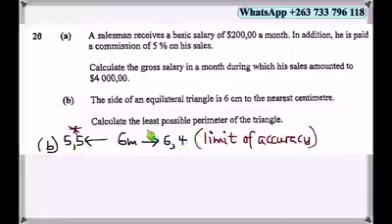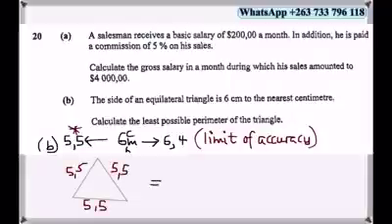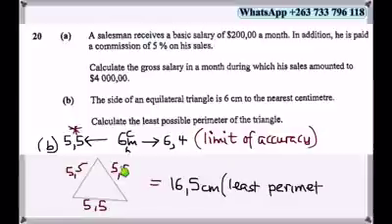So here we want the least possible perimeter, so we'll use the lower limit. This is our equilateral triangle, so this will be 5,5 plus 5,5 plus 5,5. So this is 11 plus 5,5 which is 16,5. This is the least perimeter.